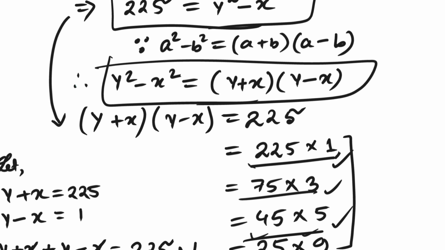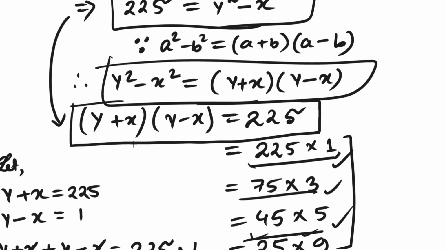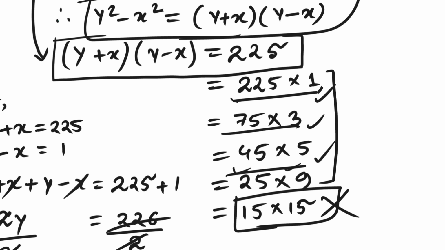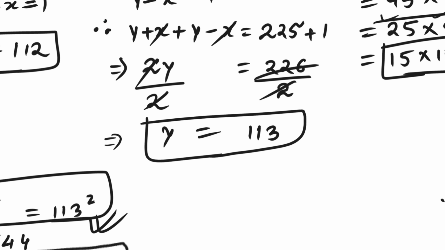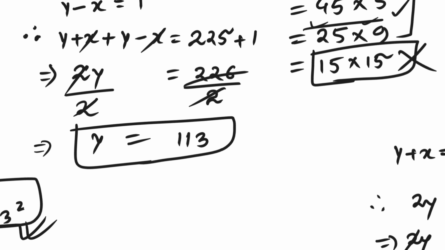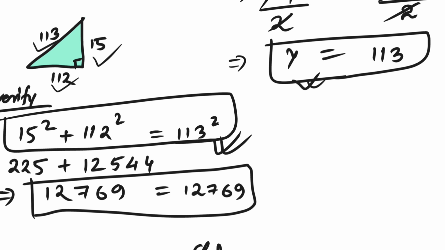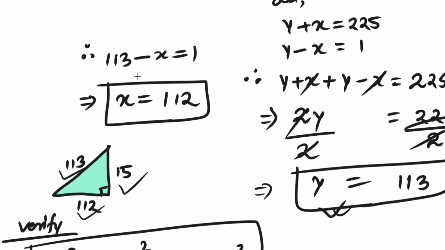That allowed us to write the equation as the quantity y plus x multiplied by the quantity y minus x equals 225. Once we reached that form, the geometry problem became a factor pair problem. Each factor pair gave us a possible system of 2 simple equations, and adding those equations immediately canceled x and allowed us to find y. Then we substituted back to find x.